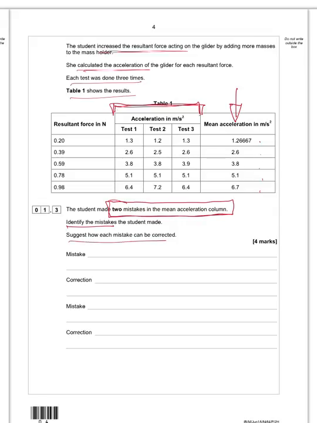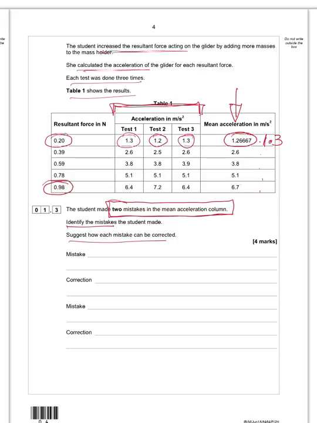So the first mistake is for the 0.2 Newton force reading, mean acceleration calculation, and here the mistake she has made is that she has written the answer to too many significant figures. So all of these numbers are to 2 significant figures. This should be written to 2 significant figures as well. It should be 1.3.